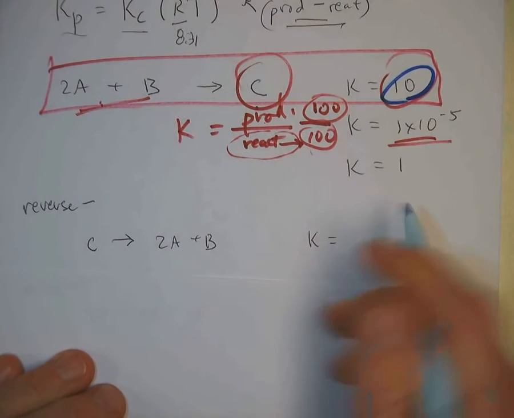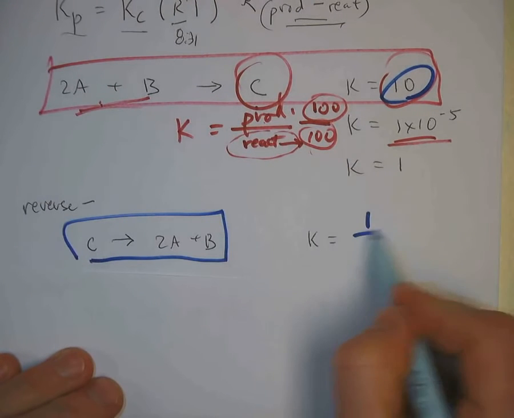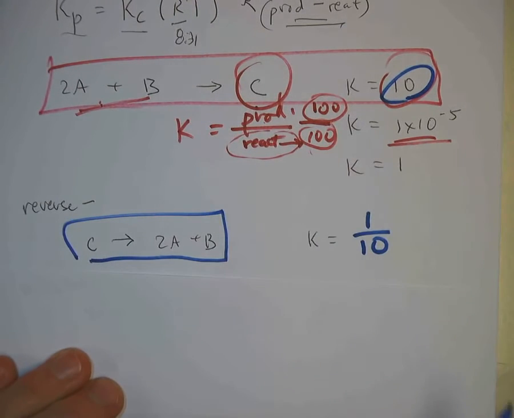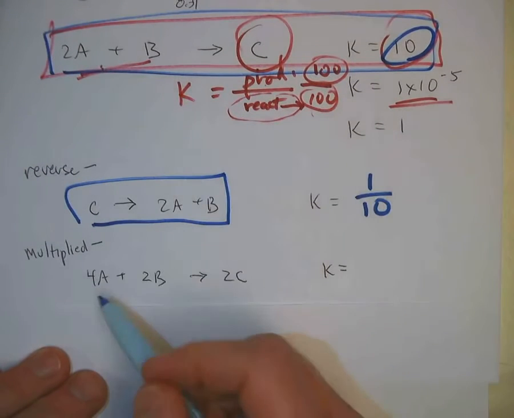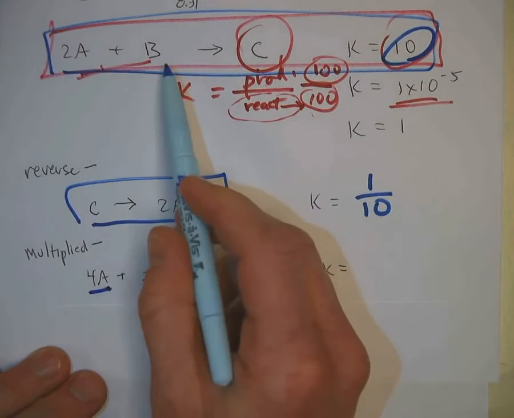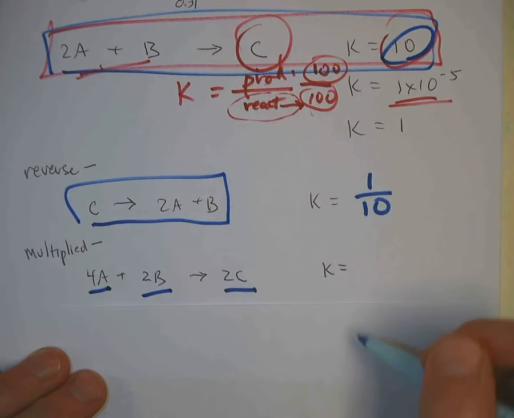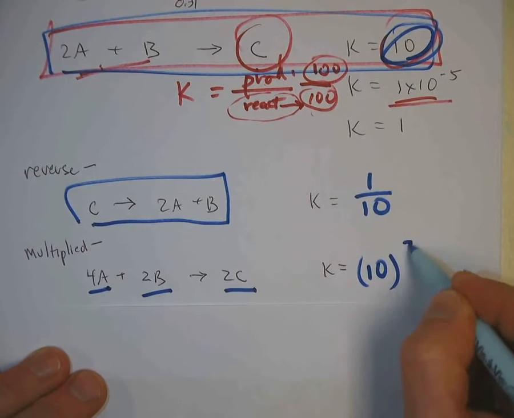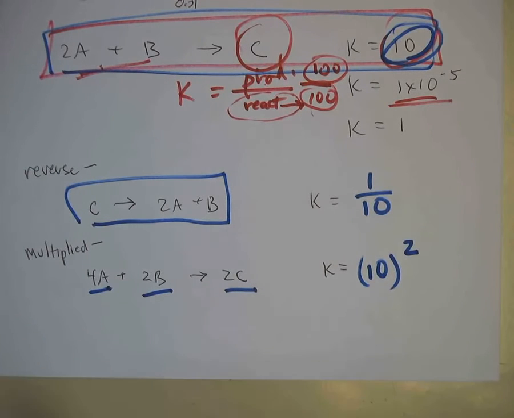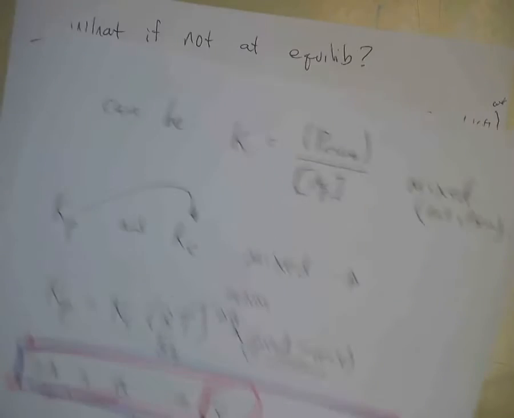No, no, no. Remember, you always do the one mathematical operation that's more powerful than this one. And so it would be 1 over 10, or the inverse of 10. How about if I multiply the reaction? Now I've got this reaction right up here, but instead of 2A, it's 4A. And instead of B, it's 2B. And instead of C, it's 2C. Well, remember, I do the one mathematical operation that's more powerful than that. So instead of 10, it would be 10 to the second power. Okay? That's how it works when we reverse or multiply it. And obviously, division would be raising to that fractional power as well.